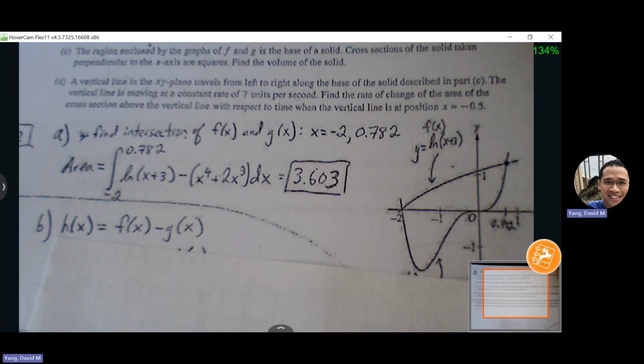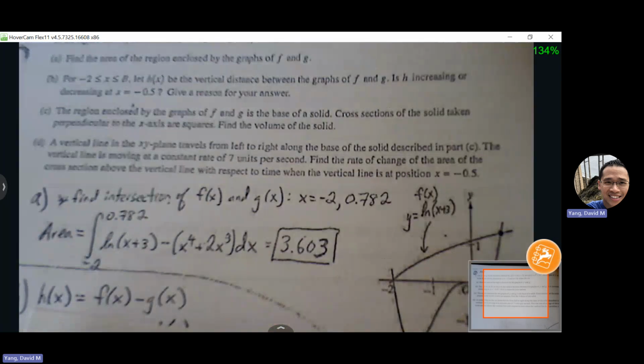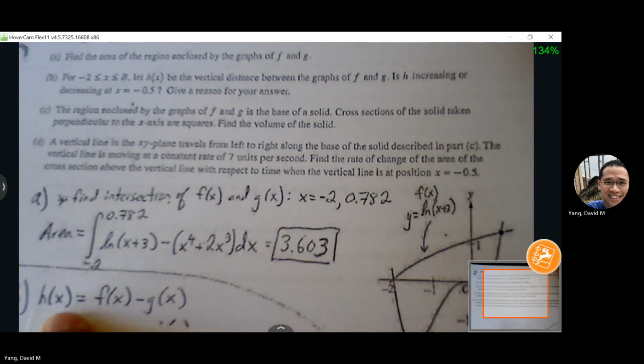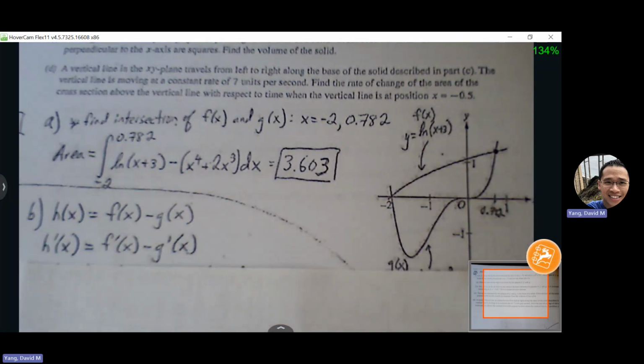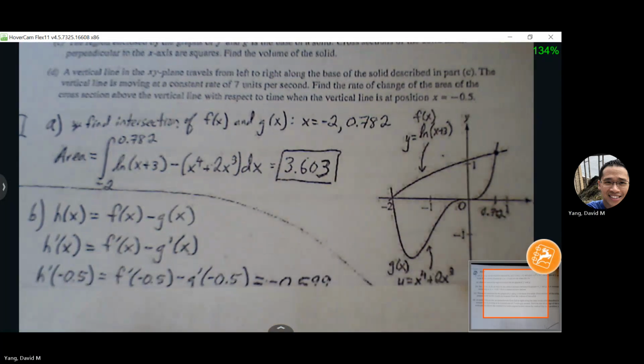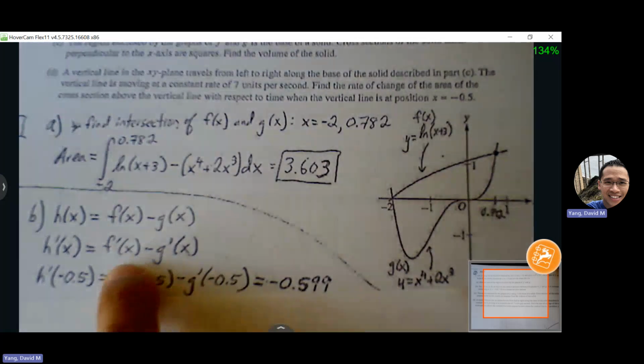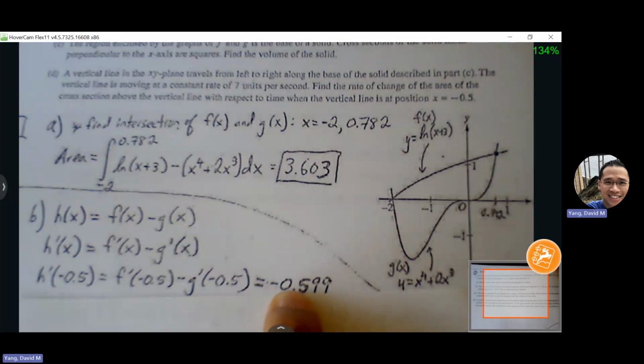So now that we have our vertical distance equation built, it says, is h increasing or decreasing at x equals -0.5? So if I want to do anything about increase, decrease, am I going to be talking about h, or am I talking about something else? If I want to find rate of change or increase or decrease, I have to get to what? h prime. So h prime is simply f prime minus g prime. And then we can just plug in -0.5 and see if the f prime minus g prime is giving us a positive or a negative number.